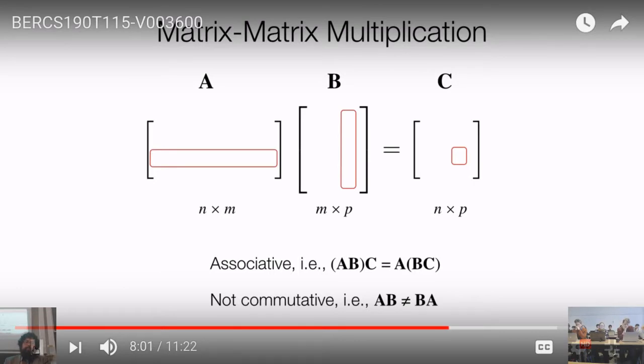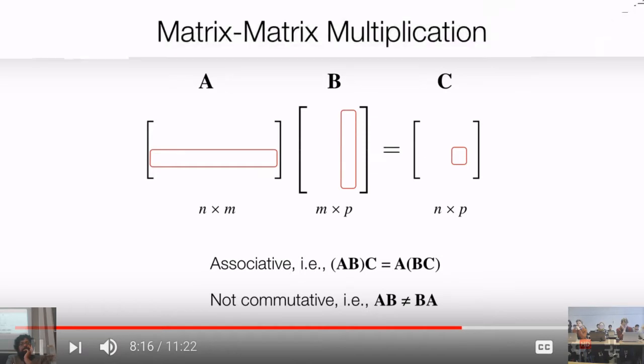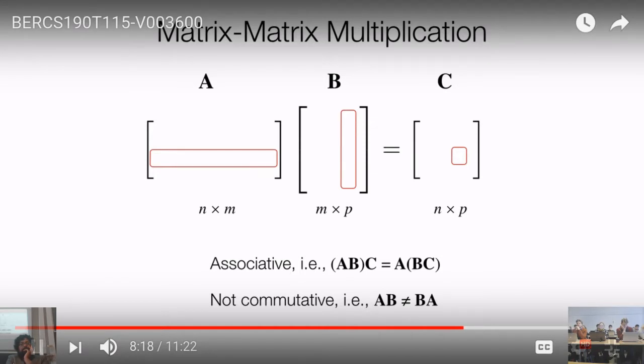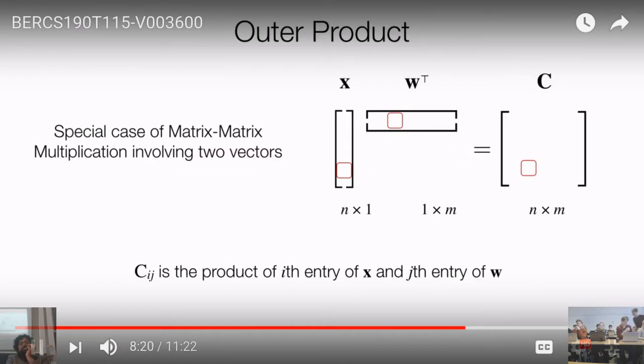Next, let's note two properties of matrix-matrix multiplication. The first being that it's an associative operation, or in other words, A times quantity BC equals quantity AB times C. However, it's not commutative, or in other words, in general, AB does not typically equal BA.